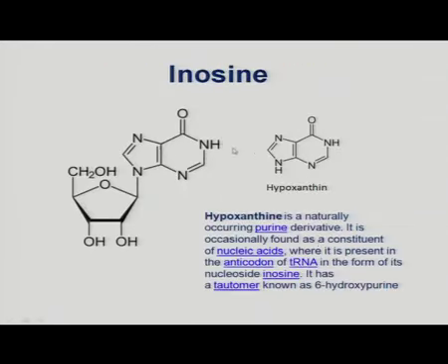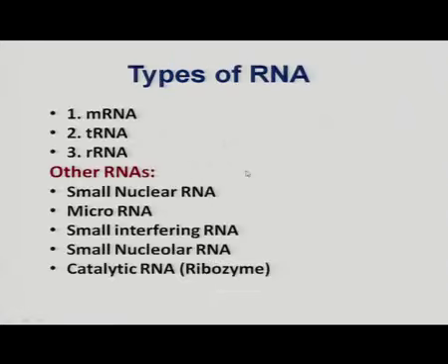The next uncommon nucleotide found in RNA is inosine. Here you can see with the sugar, the hypoxanthine molecule gets attached at the first carbon instead of the other nitrogenous bases, and they form inosine, which is found in transfer RNA in the anticodon loop, which we will see in our next slide. So, these are the types of RNA.